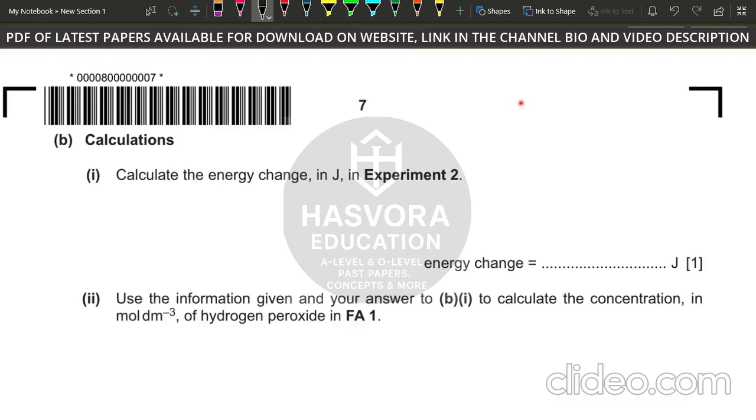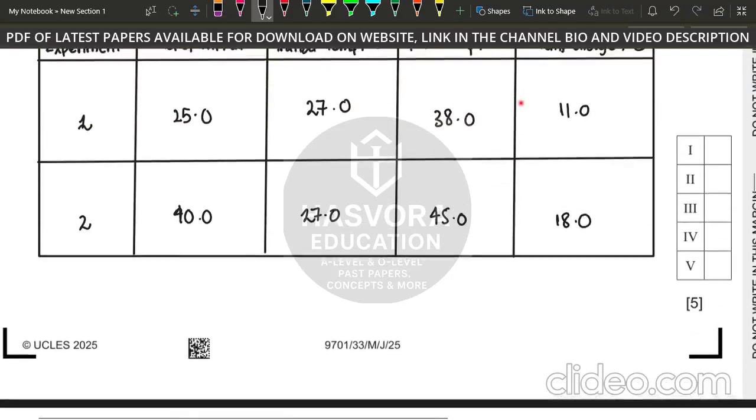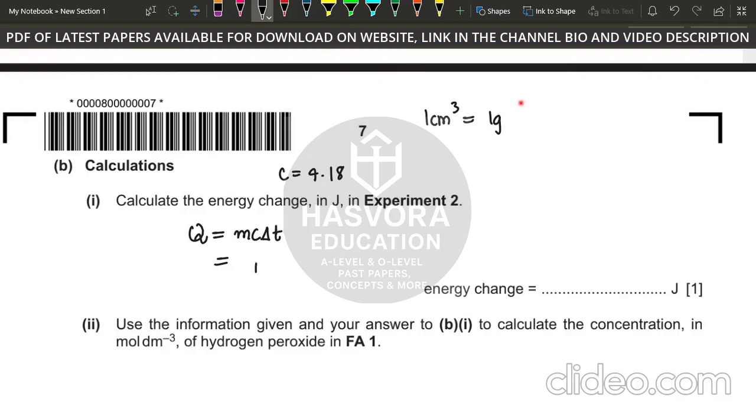Okay, so we have the experiment 2. So the energy change Q is equal to mc delta T, where m is the mass, c is the specific heat capacity, which is equal to 4.18, and delta T is your temperature change. Now how are we going to be taking the mass? Now you should know that we use the assumption 1 cm cube is equal to 1 gram. Okay, so how much cm cube we have in this experiment? We have 40 cm cube. This means we will have 40 gram.